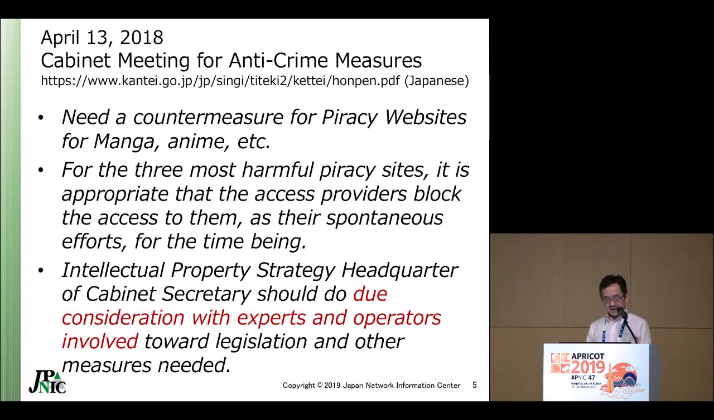Then the third point: for the time being, the ISPs were effectively requested by the cabinet to do the blocking, but the cabinet decided that the Intellectual Property Strategy Headquarters should give due consideration, with the experts and operators involved, toward the legislation and other measures needed. So for the time being, they requested the ISPs to do the content blocking, and then they would think about the legislation.